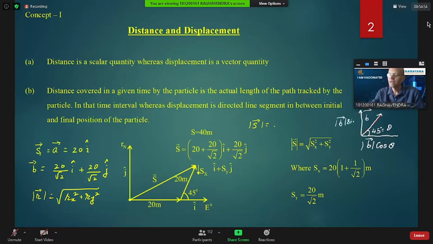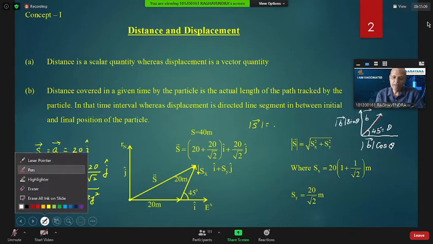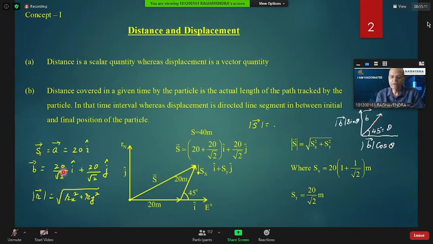Yes, sir. So B cos 45 i, B sin 45 j, B is 20. Cos 45 is 1 by root 2. So 20 by root 2 i plus 20 by root 2 j. Are you following me? Yes, sir.